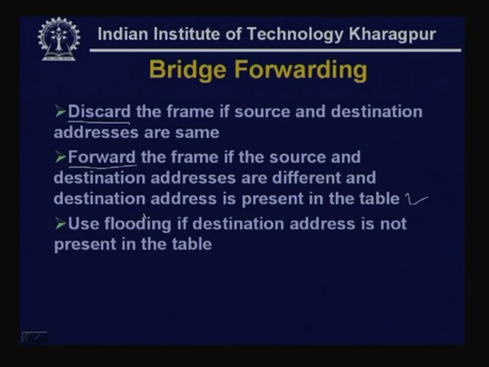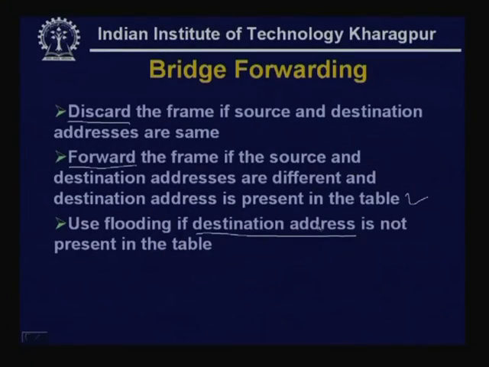Third, a particular destination address may not be present in the table. In the beginning, whenever you plug a bridge into the network, that table will be empty. So in such a case there will be no destination address. In such a case, what the bridge does is it forwards on all the ports except the one from where it has come. This is known as flooding. So flooding is done, and obviously it will be delivered to the destination address.